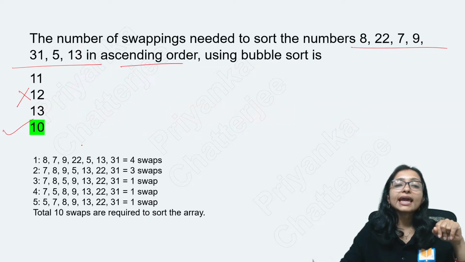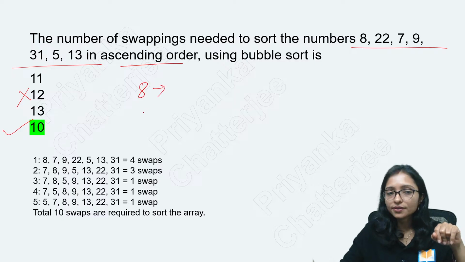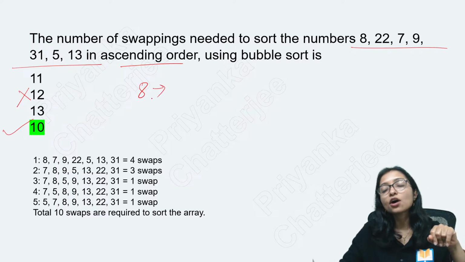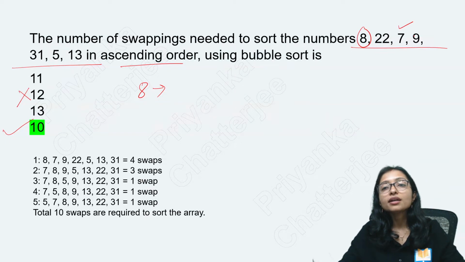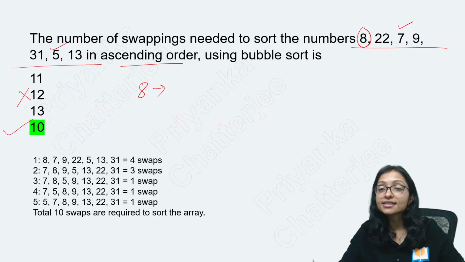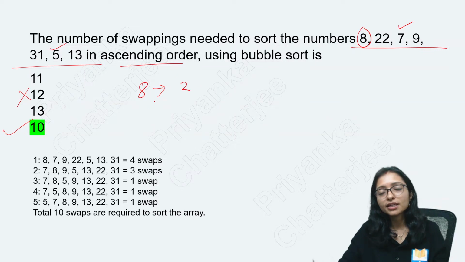So for 8, how many swaps are required? You have to think, for 8, how many elements are less than 8? 1, 2. 2 elements are less than 8. Right? Here only 2 elements are less than 8. This is the trick I am telling you. So only 2 elements less than 8 means here 2 swappings needed.